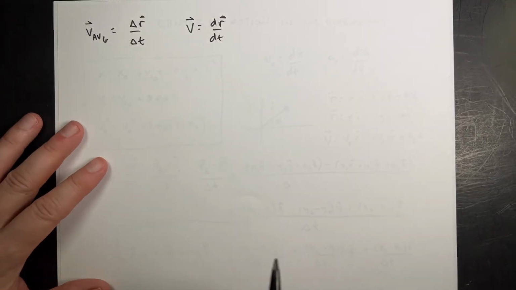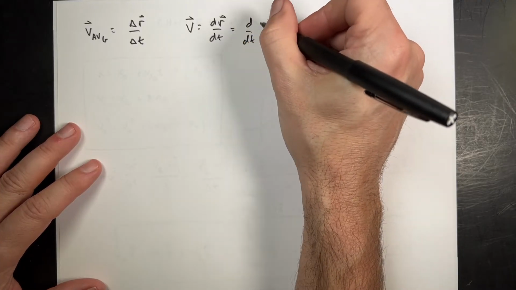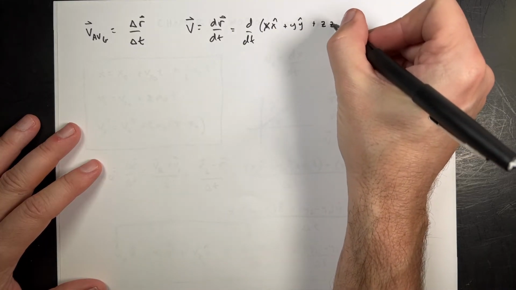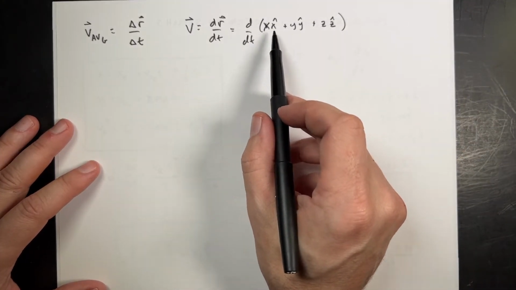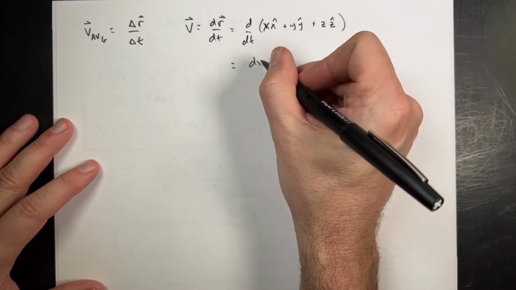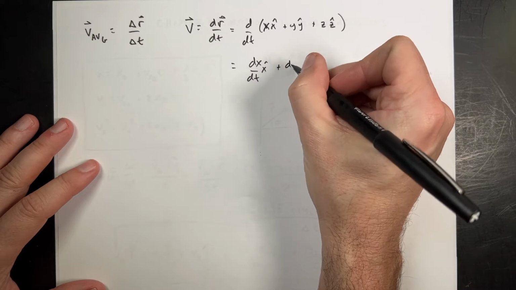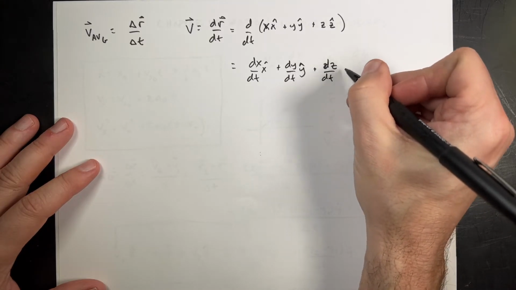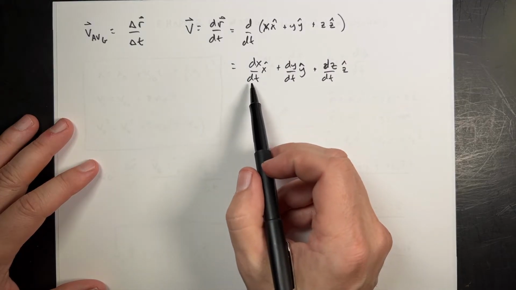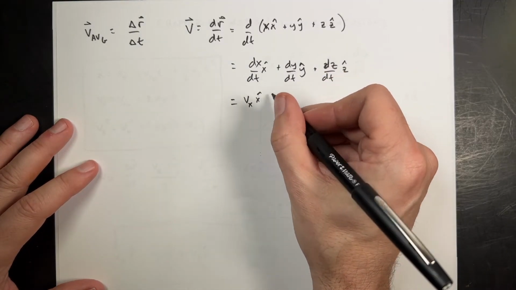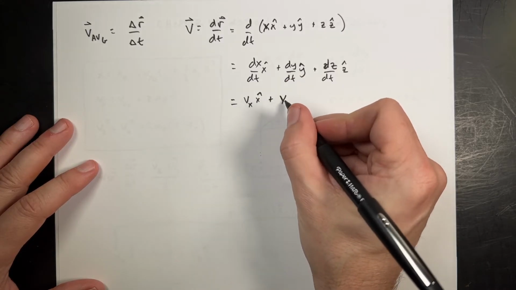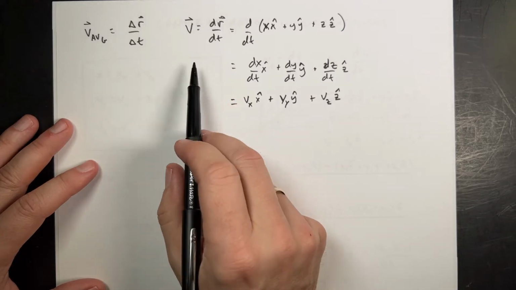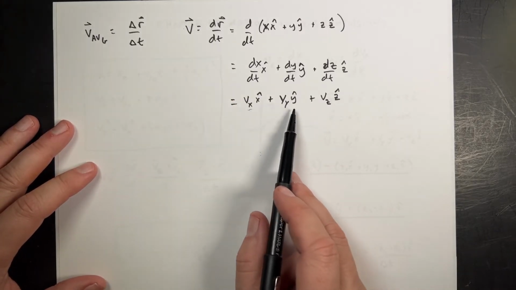So how do I do a derivative of a vector? Well, let's just write this as d dt, and we write r as x x hat, plus y y hat, plus z z hat. So when I take the derivative of a vector, I have to take the derivative of each component. So this is actually just going to be dx dt x hat, plus dy dt y hat, plus dz dt z hat. So what's dx dt? Well, that's Vx x hat. What's dy dt? That's Vy y hat. And dz dt is Vz z hat. So this is true, right? Now that is V. V is Vx x hat, Vy y hat, and so forth.